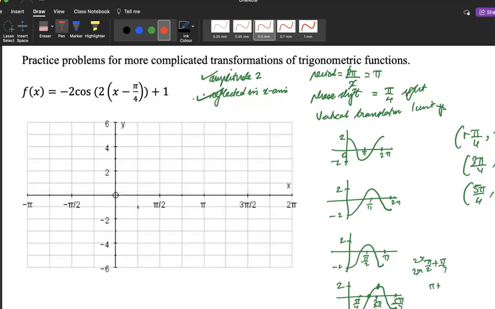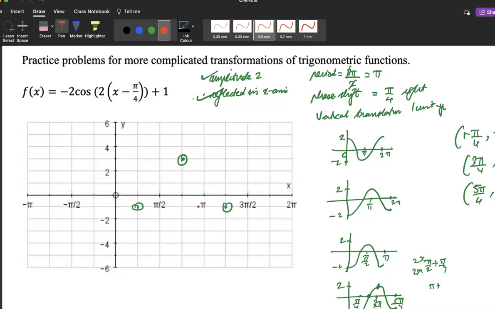3 pi by 4 will come here, because this is the middle of this. How do you know that? You add this and divide by 2. So 3 pi by 4 and 3, because that's 3 pi divided by 2 divided by 2. Then 5 pi by 4 and minus 1. So this is what you get.